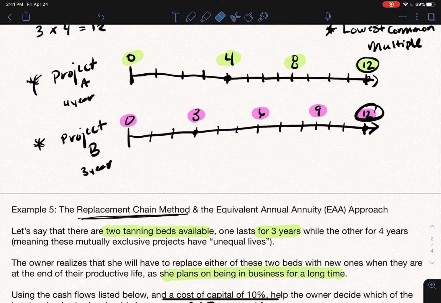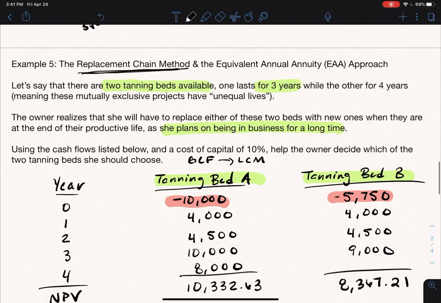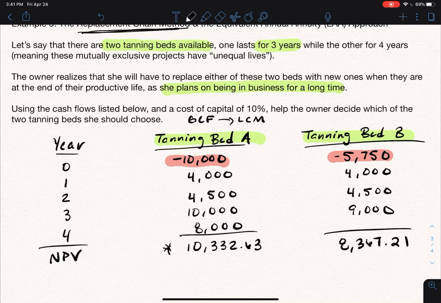Okay, so now that we have figured out that year 12 is when we need to be evaluating both projects by, we have to figure out what the cash flows would be for both projects out to that point in time. This gets a little tricky, because you have to think about what information we are working with. Well, we already found the net present value. And so we know that the net present value of these tanning beds is going to be the same no matter how many times we buy them.